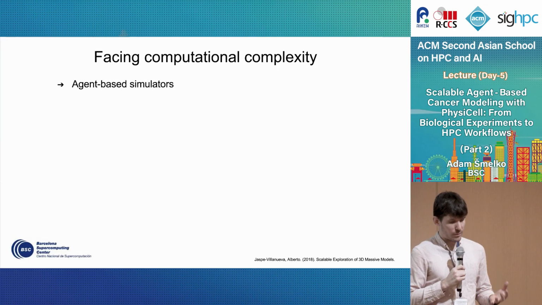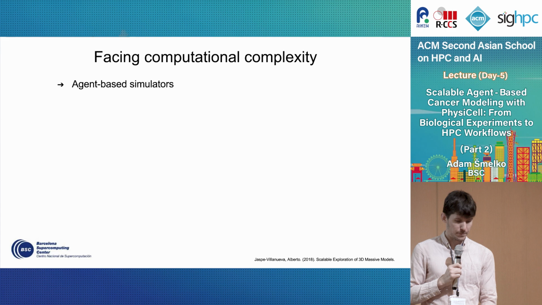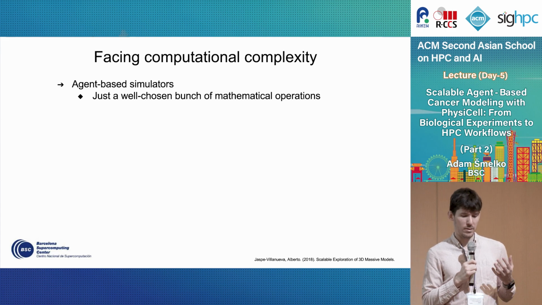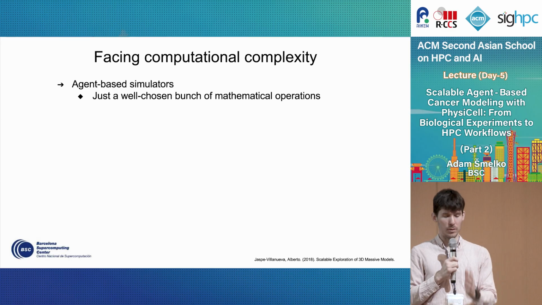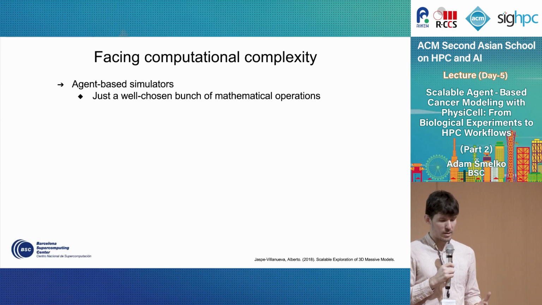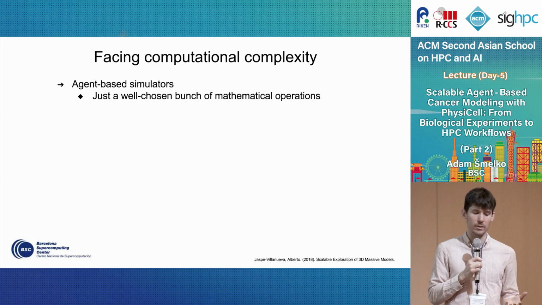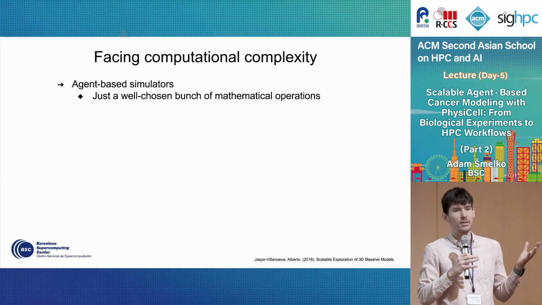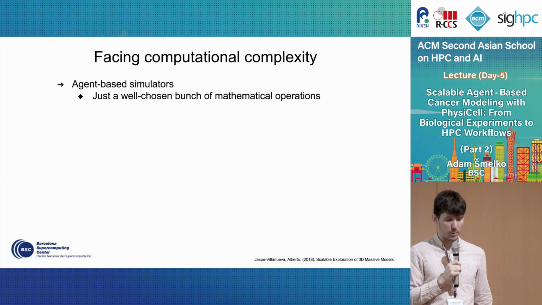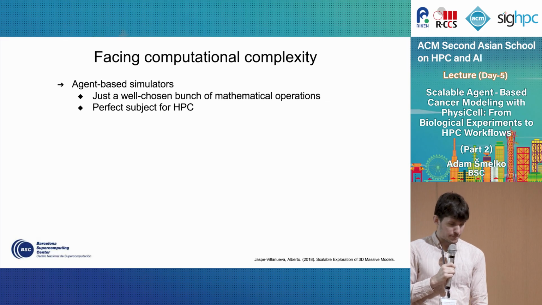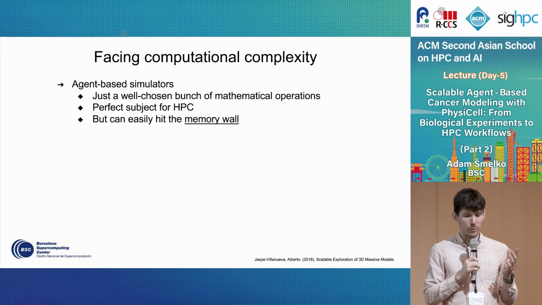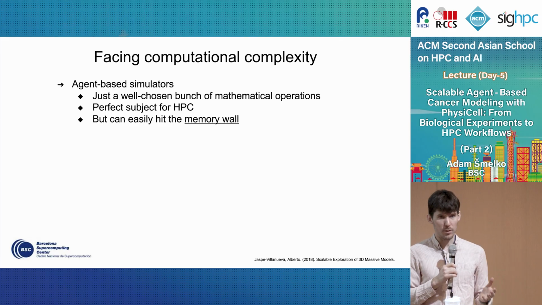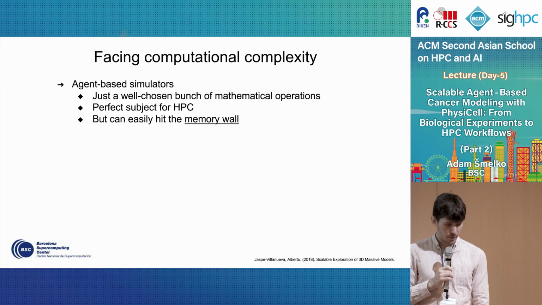Yeah, so let's talk specifically about agent-based simulations. They are powerful because, as I said, they can be reduced to simple different processes, and each process is a well-defined mathematical interaction, which is the ideal target for high-performance computing. However, even the best compute nodes that you have will eventually hit something called the memory wall.